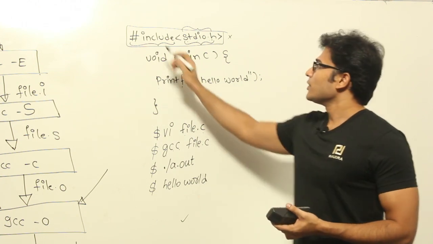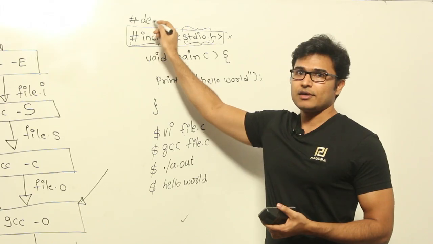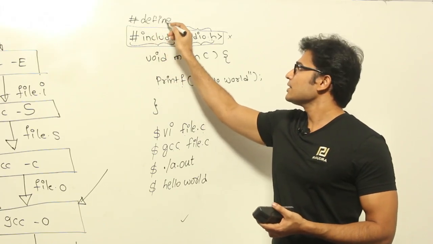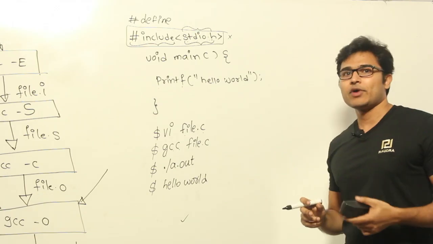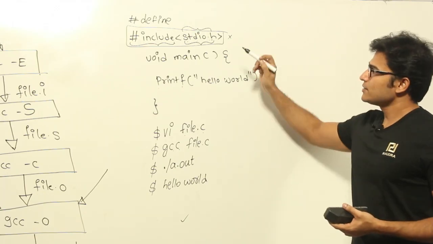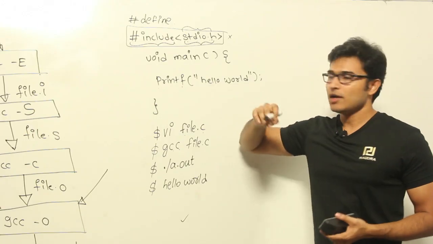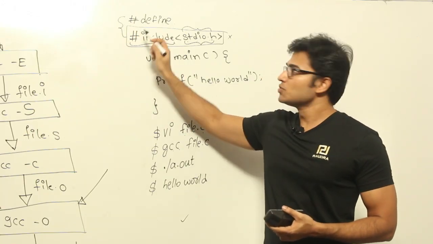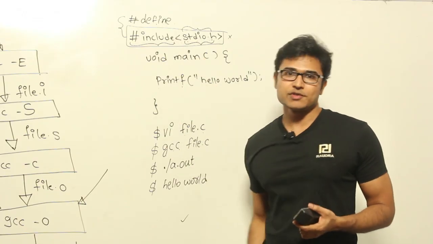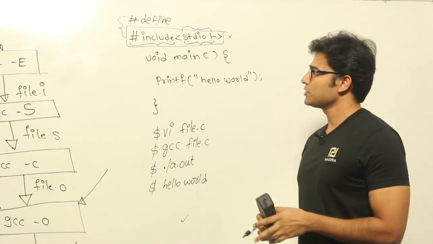Similarly, there is one more preprocessor directive called #define, right? Now #define is also a preprocessor directive which is used for macro expansion. Exactly what these macros are and what we do with them, we shall see later, but just remember that these two lines are intended for the preprocessor. Now what is a preprocessor, we shall see shortly, don't worry, I'll go step by step.